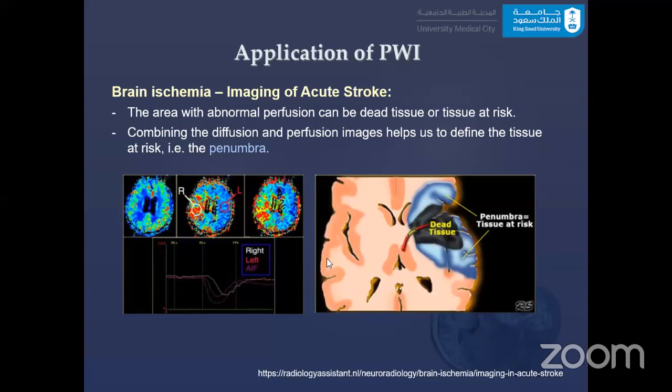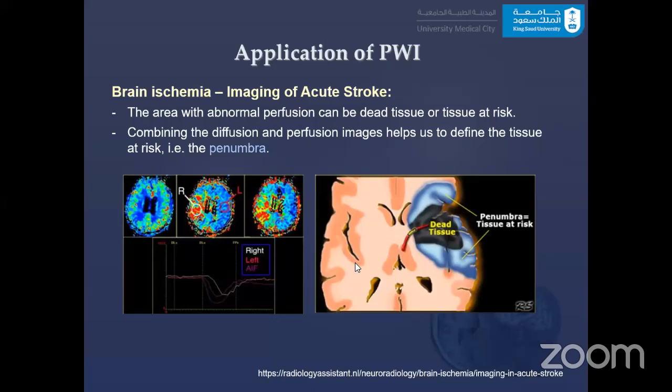Applications of perfusion, we will start with brain ischemia imaging of acute stroke. The area usually with abnormal perfusion can be dead tissue or tissue at risk. So it is very important to decide whether to have intervention or how much of the brain is dead or damaged. So the combination of diffusion and perfusion imaging will help us to define the tissue at risk.